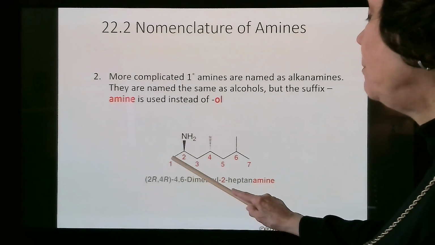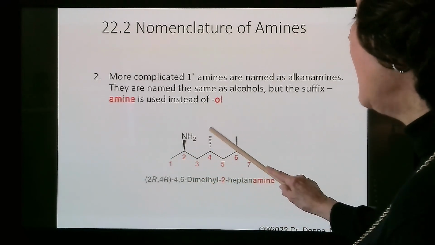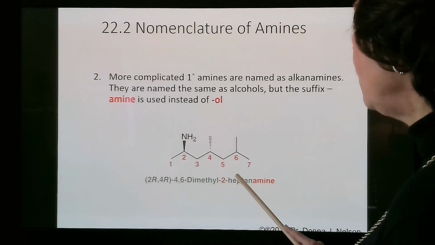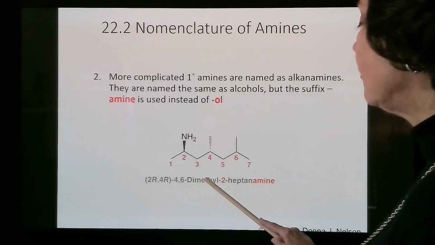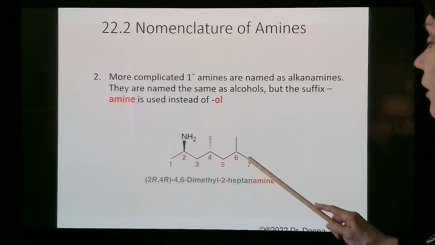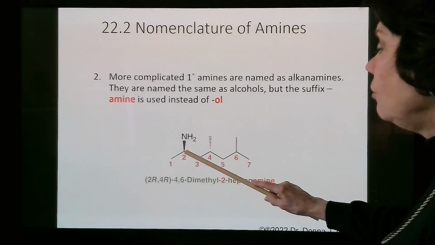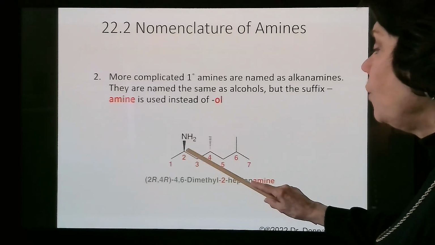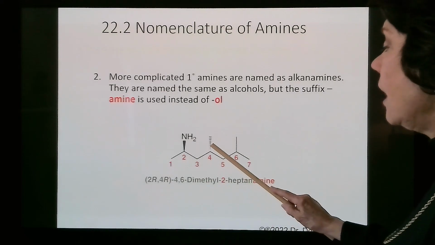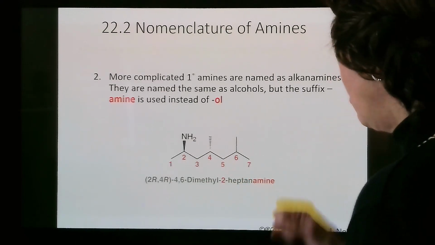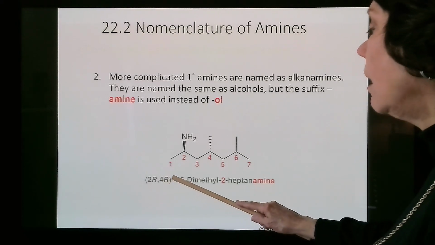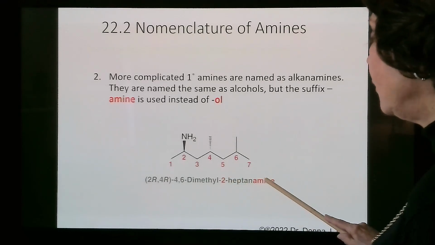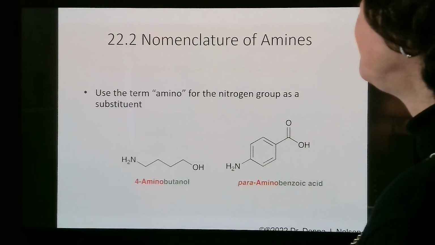So the nitrogen is at the 2 position, 1, 2, 3, 4, 5, 6, 7, and you have the 2 methyls at the 4 and 6th position. So it's a 2-heptanamine, and it is 4,6-dimethyl. So these have the configuration at the 2 position. You can see we have 2 chiral carbons. At the 2 position, you have the R configuration, and at the 4 position, we have the R configuration. So this is named as 2R, 4R, 4,6-dimethyl, 2-heptanamine. The 2 indicates that that's where the nitrogen group is attached.